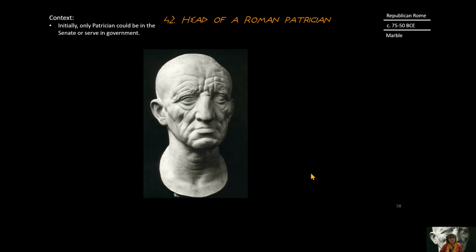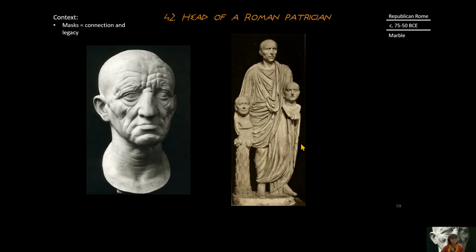Okay, so initially you had to be a patrician in order to be in the Senate, and this changed over time. A patrician is somebody who is like an aristocrat, and the plebeians, which would be kind of like the common folk, ultimately over time became members of the Senate. But if you were a patrician, you had a lot more power in the country. In terms of social hierarchy, you were higher than a plebeian.